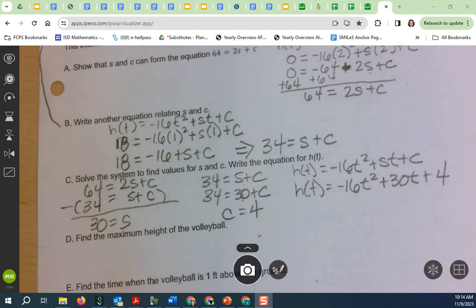All right, now that's the part that's new. Finding the maximum height of the volleyball, you're going to use your calculator to graph it, and then you're going to do second, trace, and find the maximum. And then the last one, to find the time when the volleyball's 1 foot above the ground, you'll just graph that y equals 1 and find that point of intersection.